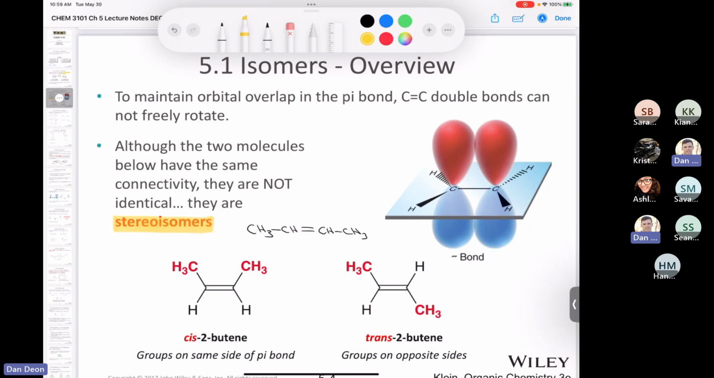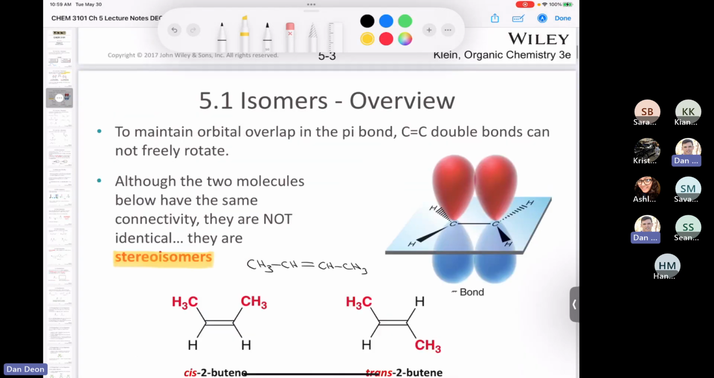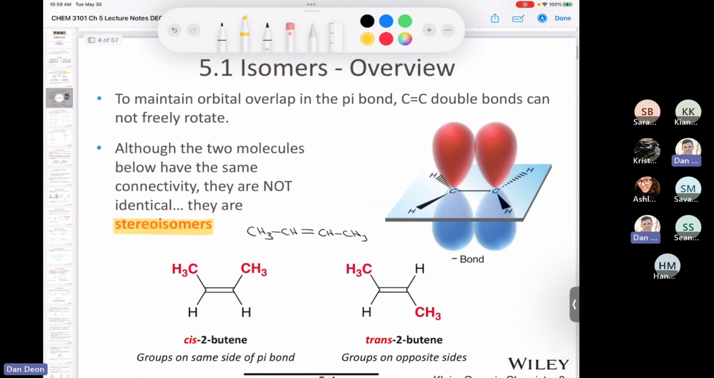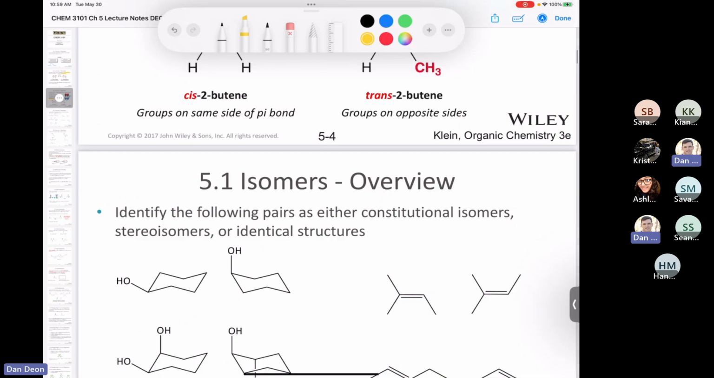So to review, what are the two forms of stereoisomers that we've seen so far? Cis and trans on a ring, and cis and trans on a double bond. Both have the same connectivity, but a different arrangement of the atoms in space, and therefore they are stereoisomers.